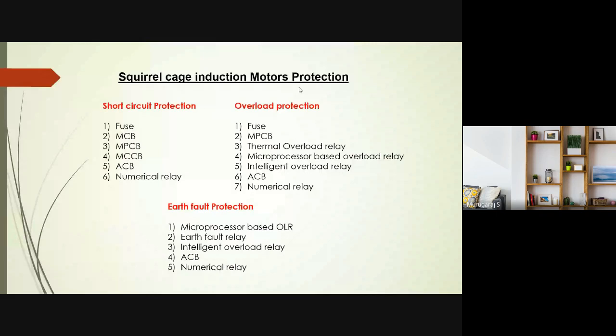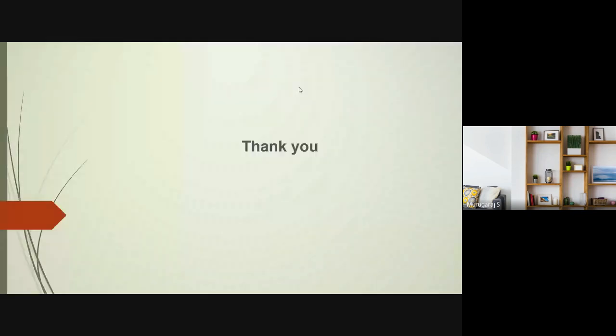And if you see overload protection, there is the fuse, MPCB, thermal overload relay, microburst based overload relay, intelligent overload relay, which is nothing but these relays having communication options like Profibus, Profinet, Ethernet, Modbus TCP/IP, and ACB and numerical relay. And earth fault protection, basically, some devices will not have earth fault. For example, the thermal overload relay will not have earth fault protection. But the microburst based relay, earth fault relay, intelligent overload relay, ACB, numerical relay will have earth fault protection by default.